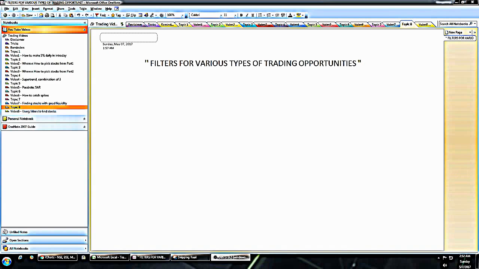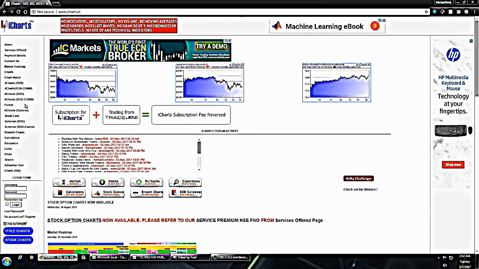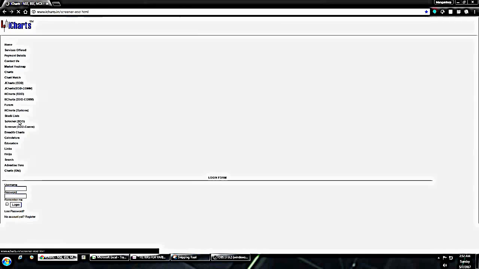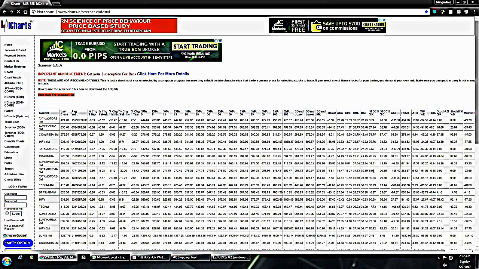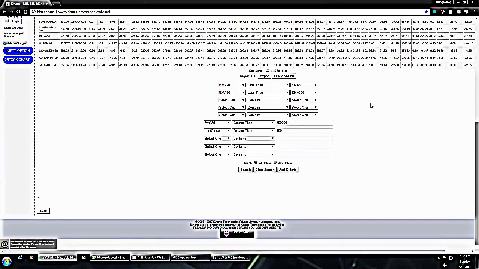Let me get on to icharts.in. We go to screener EOD, we get the page, we scroll down, we click on advanced search, and we get this section. Let me just remove all these things. Just a moment. All right, so it's clean here.